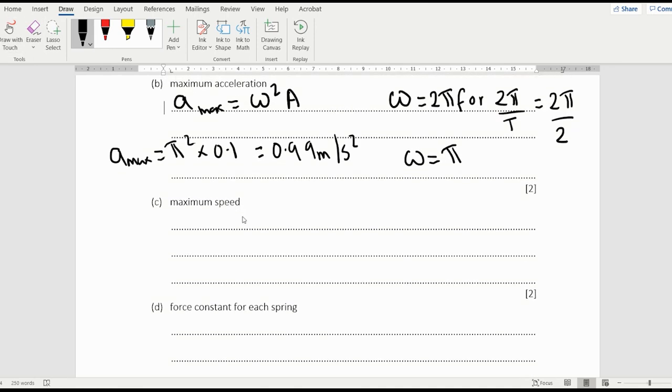So the maximum speed, of course, is Vmax equals omega times A. So it's going to be pi times 0.1. So it's going to be pi times 0.1, and that's going to be 0.314.